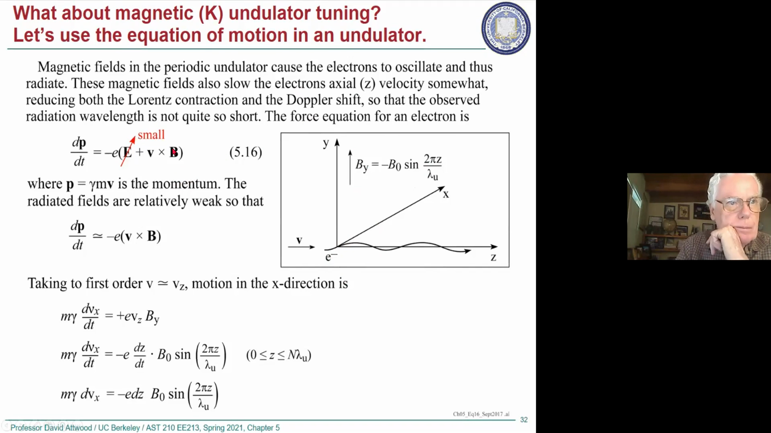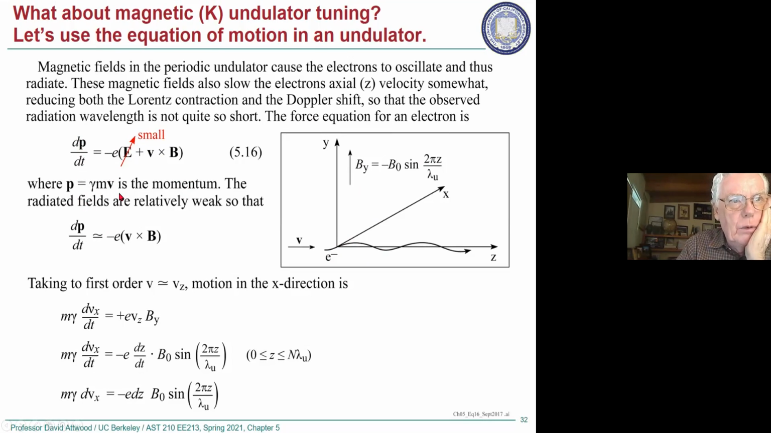So here's our relativistically correct force equation. Normally our force would be equal to mass times acceleration, but we don't write it that way relativistically. We write it in terms of the rate of change of momentum, where the relativistic momentum is gamma times mv. So we're going to put that in here.